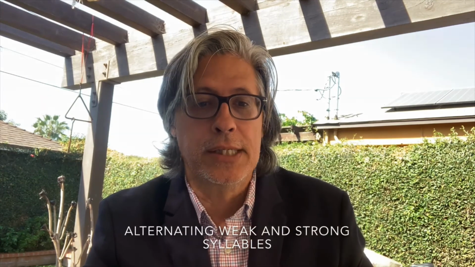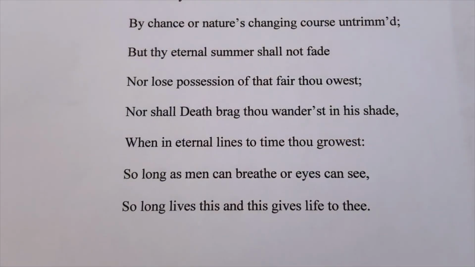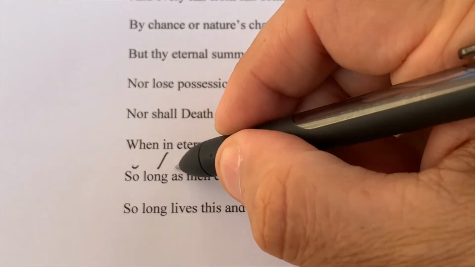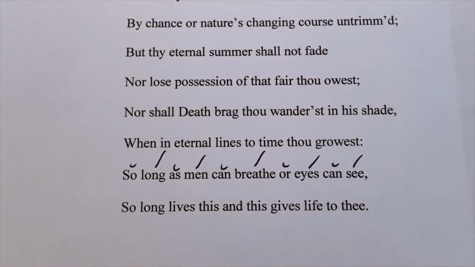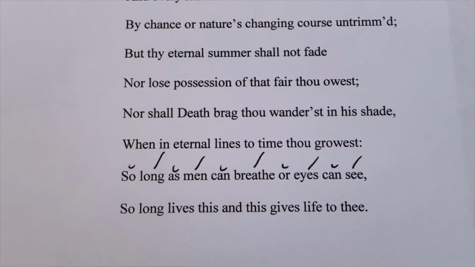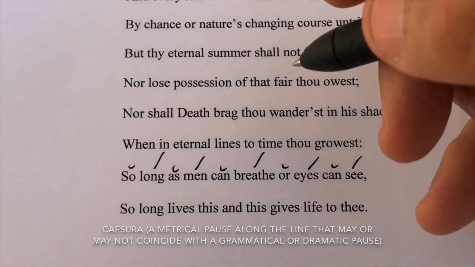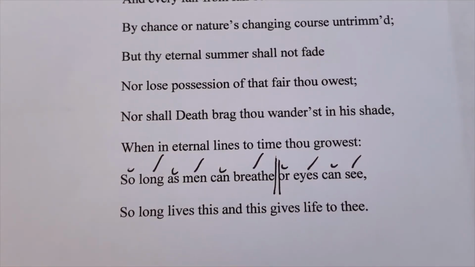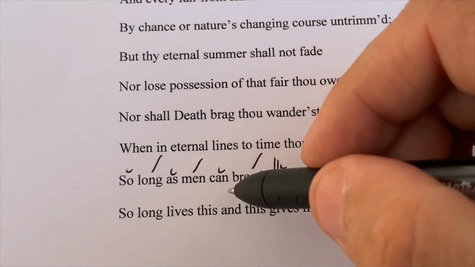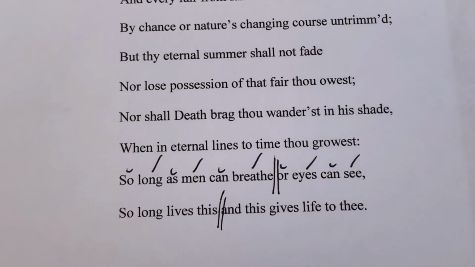Now, we're going to talk a lot about meter in this course because it helps you understand how a poetic line is organized using weak and strong syllables to create a kind of rhythm. But let's go for the most basic one. So long as men can breathe or eyes can see. Could you hear a little pause between breathe and or? That little pause is called a caesura. You can hear the caesura as well in the final one. So long lives this, and this gives life to thee.